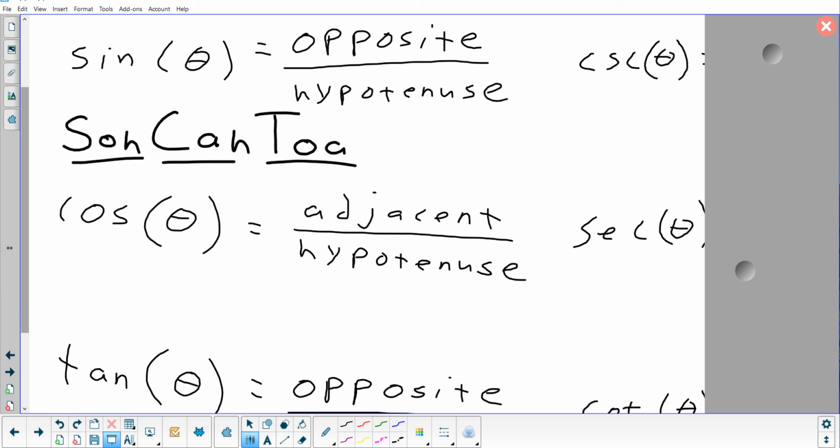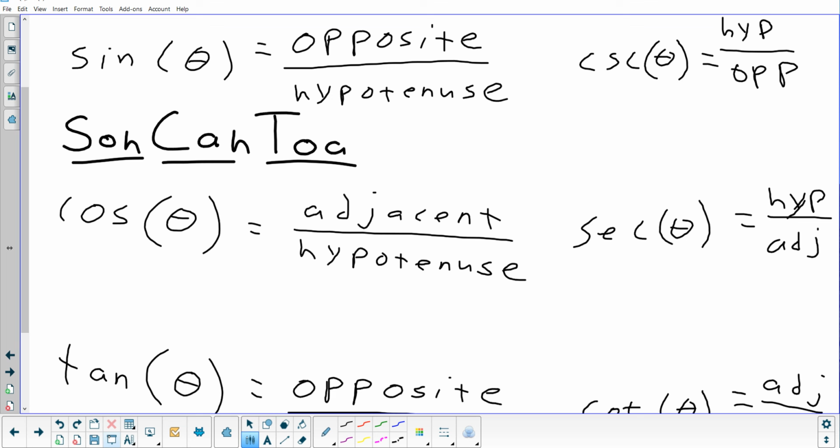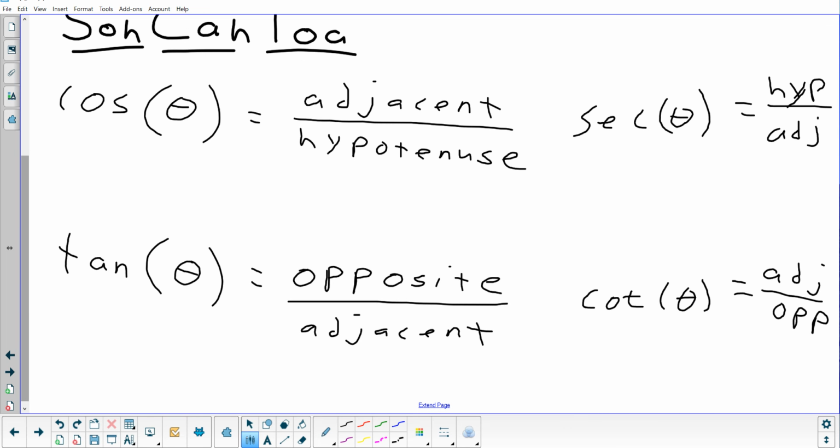So what do you think the cosecant would be? Hypotenuse over opposite. Yes. So we're going to flip them, which is a little different than inverse. To find the cosecant, take your sine and flip it: hypotenuse over opposite. To find the secant, take your cosine and flip it. To find the cotangent, take your tangent and flip it.